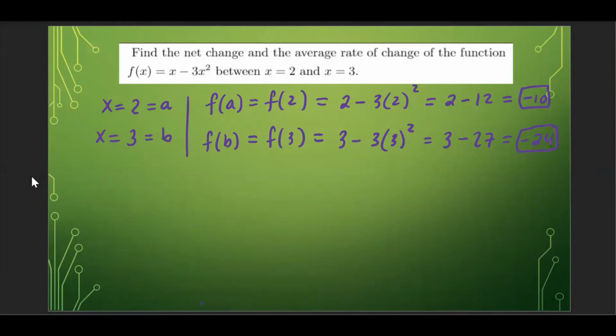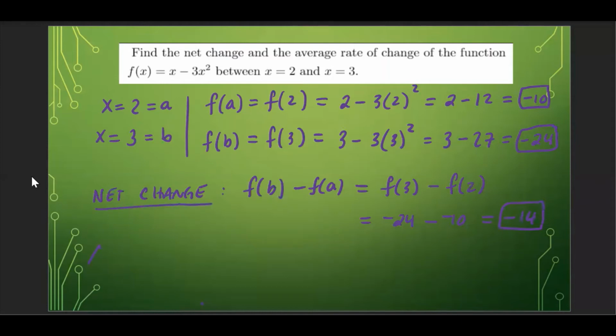Now let's find the net change. So the net change, if you recall the formula, it's simply f of b minus f of a. So our f of b happens to be f of 3, and our f of a is f of 2. And we found those values. So we have f of 3, which is negative 24, minus f of 2, that's negative 10. And so we have negative 24 plus 10, that's negative 14. So that is the net change.